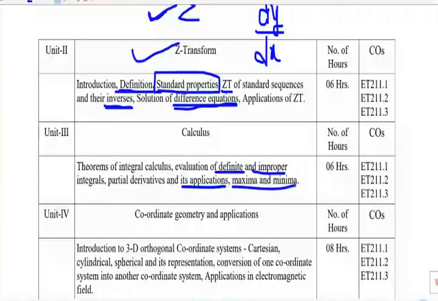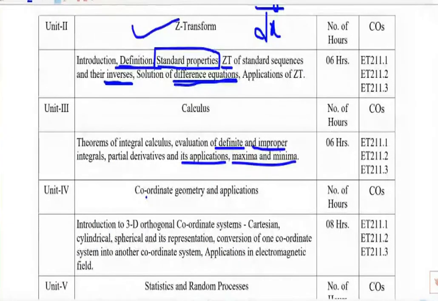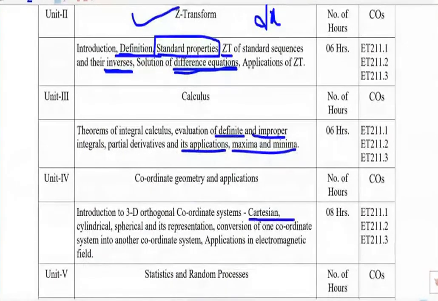And in unit number 4, we will see the coordinate geometry. Coordinate geometry has types like Cartesian, cylindrical and spherical. These are the 3 coordinate systems. So that we will learn. Then suppose Cartesian is provided, how you can convert it into cylindrical, how you can convert it into spherical. So conversion, that also we will see, and how it is useful in electromagnetic field. So applications in electromagnetic field, that we are going to see in our unit number 4.